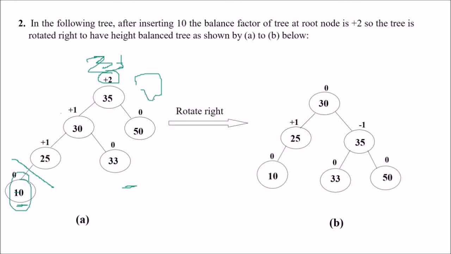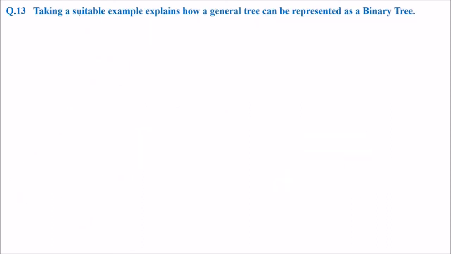So we have to do a right rotation. How to rotate? 30 will take this place. We are rotating it right. 35 will go down. And this one, because it has gone up, what to do with this right subtree? It will be connected with 35. And the others will be the same; they'll take their positions. So this is a right rotation.